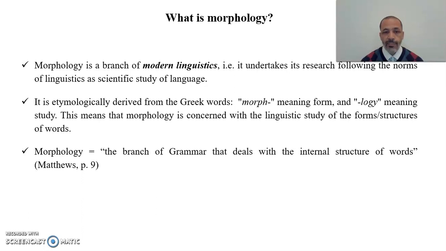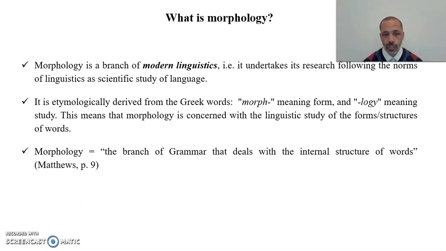In a second definition, we define morphology with respect to its components. It's a word which is composed of two units, morph and logy. Morph means form, logy means study. So morphology is the study of the form, any kind of form. Here, since we say morphology belongs to modern linguistics, we speak about the morphology of words, so the form of words.